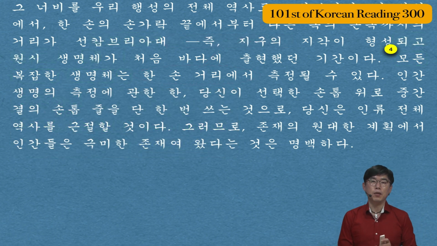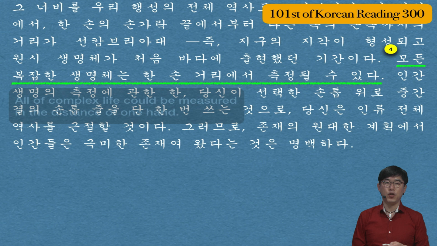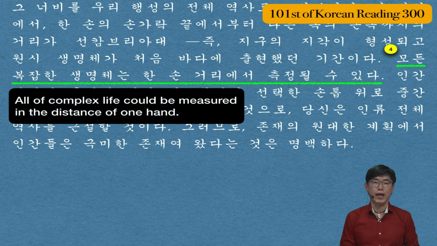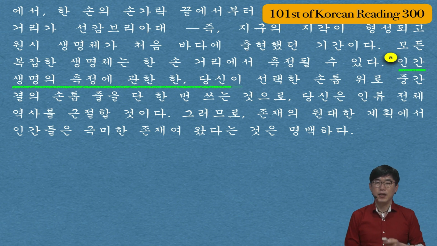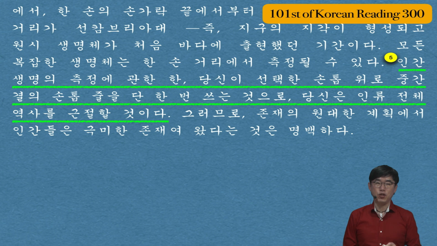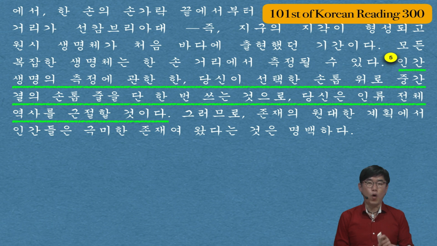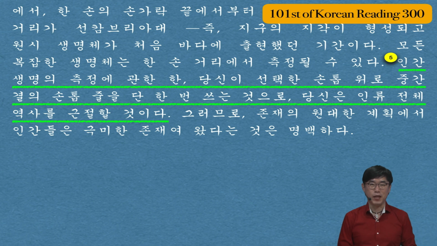So 모든 복잡한 생명체는 한 손 거리에서 측정될 수 있다. All of a complex life could be measured in the distance of one hand. The fifth sentence is 인간 생명의 측정에 관한은 당신이 선택한 손톱 위로 중간결의 손톱줄을 단 한 번 쓰는 것으로 당신은 인류 전체 역사를 근절할 것이다. When it comes to the measurement of a human life with a single stroke of a medium-grained nail file over the fingernail of your choice, you would eradicate the entire history of mankind.